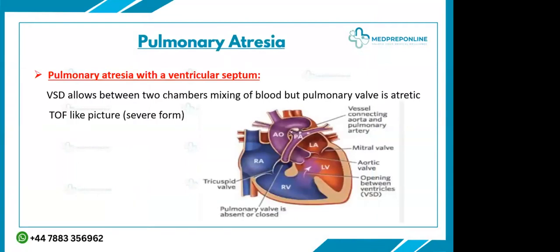And what will happen when the ventricular septum is not intact? There will be a ventricular septal defect, a VSD, along with pulmonary atresia. So there will be mixing of the blood between the two chambers, and a TOF-like picture. It is a very severe form because there is VSD and total right ventricular outflow obstruction. It is actually a variety of TOF with severe pulmonary atresia, and it is usually incompatible with life if you do not treat in the immediate neonatal period.